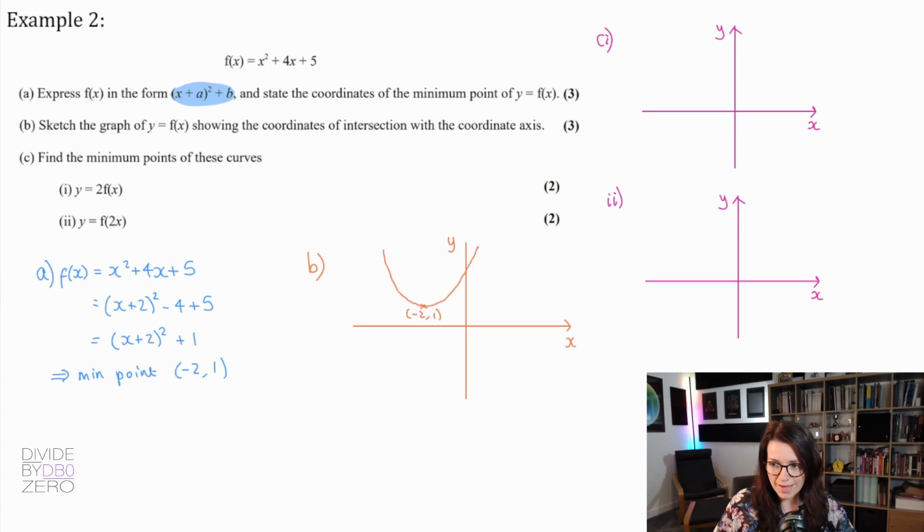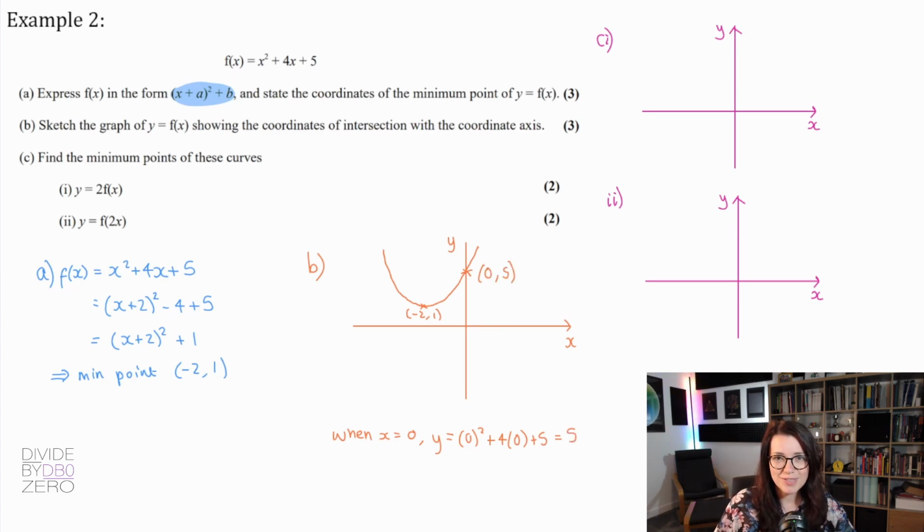In terms of that point of intersection, you can work that out because you can say when x is 0 in the original function, then y, or f of x, is going to be 0 squared plus 4 times 0 plus 5, just giving 5. So that point there is 0, 5, and that's part B done.